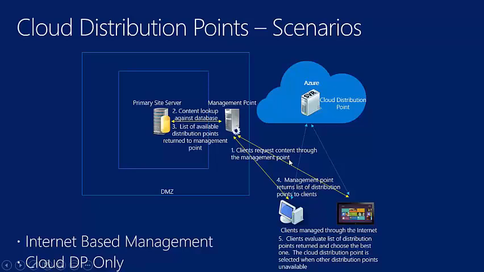So part number one, the clients are going to request content through the management point. They're going to talk to the management point. That content lookup will go against the database. We will return a list of available distribution points through the management points to the client. This list will contain the cloud distribution point in our scenario. And so the clients will process through that and then evaluate all of that. The cloud distribution point is selected when other distribution points are unavailable, and then finally we will go and get that content.